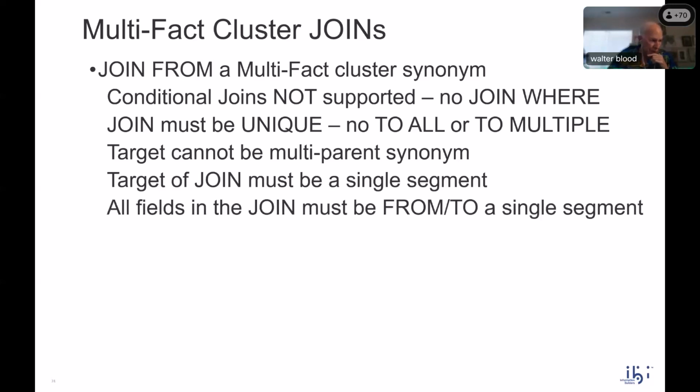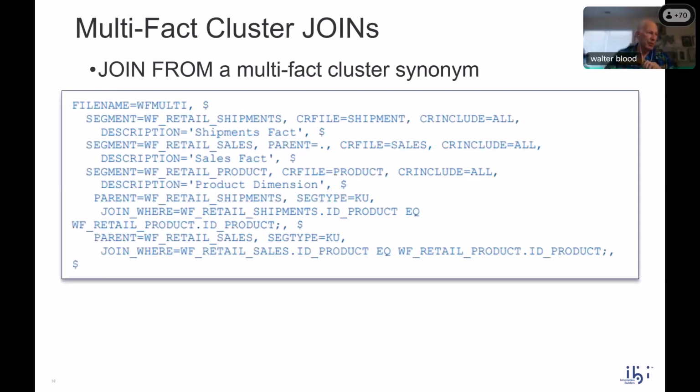Now, these are limitations, but again, what are we ultimately trying to do in this case? We're probably looking at some sort of a lookup table or a decode. All the fields mentioned in both the host and the cross-reference segment must be in a single segment. You can't mix and match segments under those circumstances.